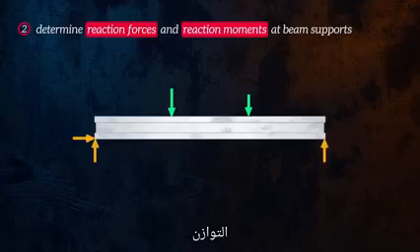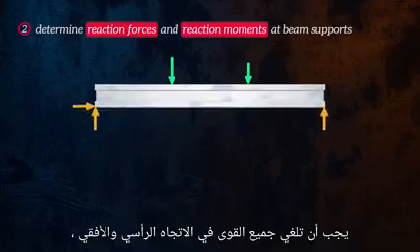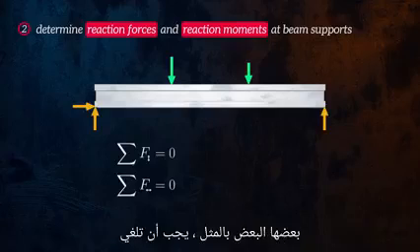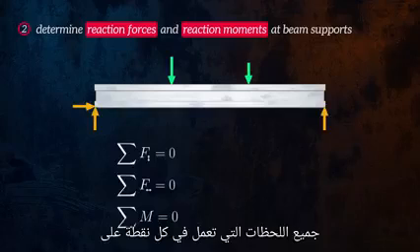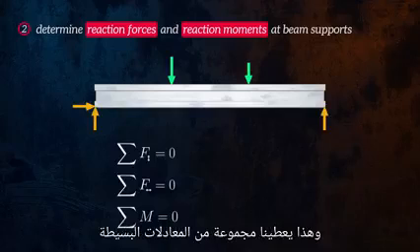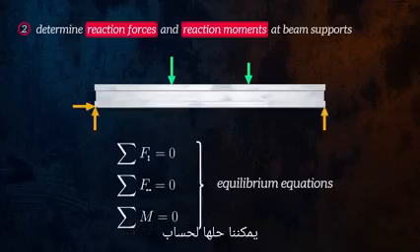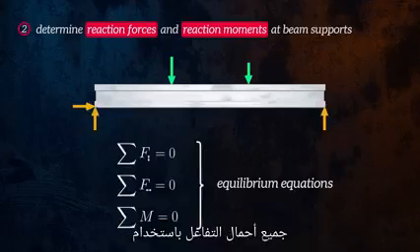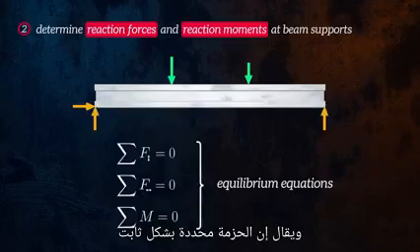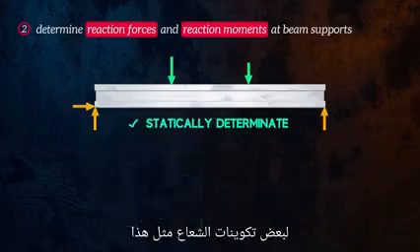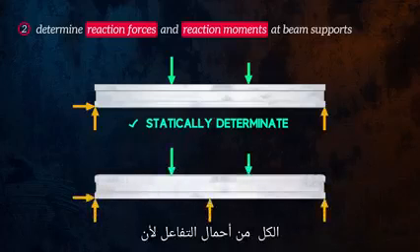To maintain equilibrium, all of the forces in the vertical and horizontal directions should cancel each other out. Similarly, all of the moments acting at every point along the beam should cancel each other out. This gives us a set of simple equations we can solve to calculate the reaction forces and moments. If we can calculate all of the reaction loads using the three equilibrium equations, the beam is said to be statically determinate.